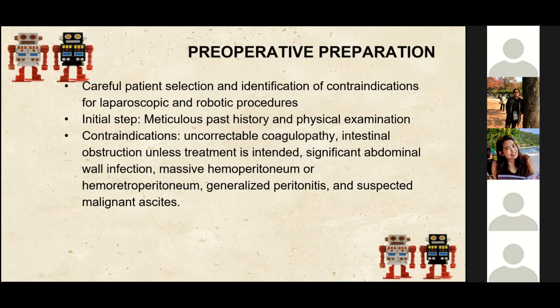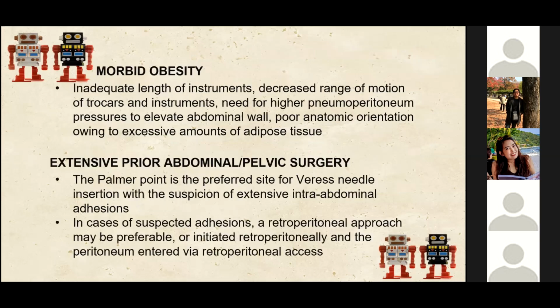So your contraindications to lap or robotic surgery include uncorrectable coagulopathy, intestinal obstruction unless treatment is intended, significant abdominal wall infection, massive hemoperitoneum or hemoretroperitoneum, generalized peritonitis, and suspected malignant ascites. Next, please. So these are the things that you must take into consideration if you're considering lap or robotic surgery.